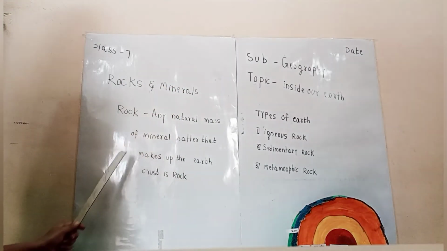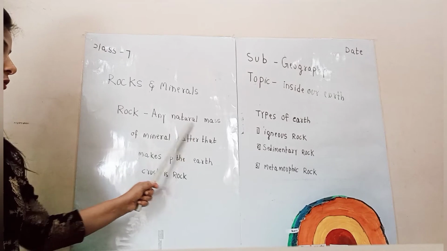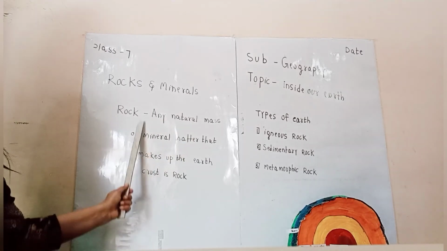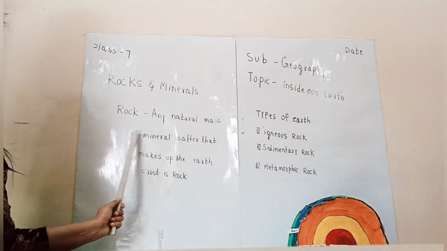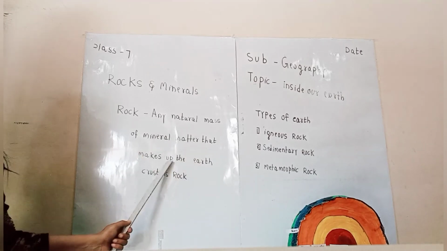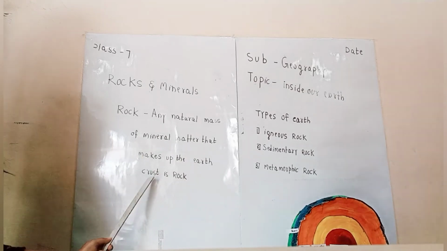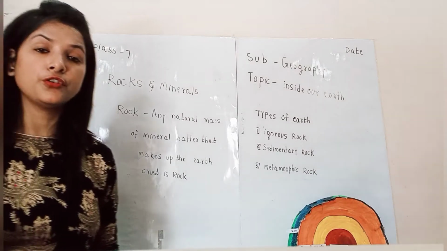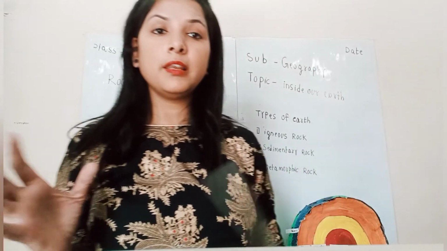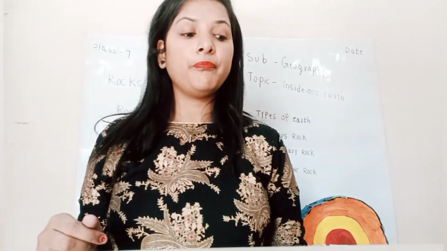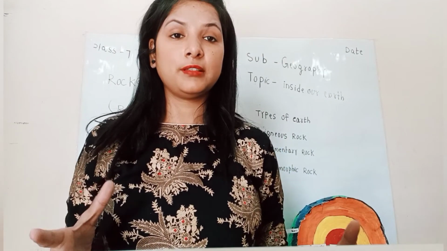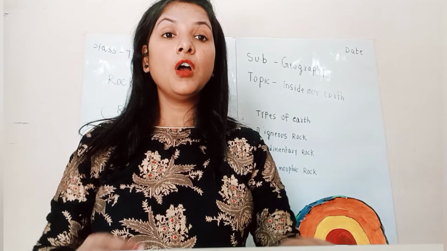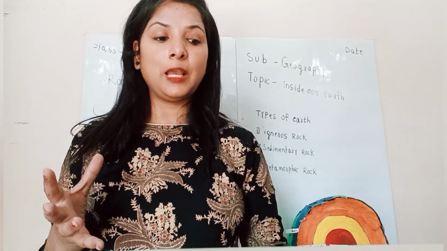So first we will see what is rock. Here you can see the definition of it. Any natural mass of mineral matters that makes up the earth crust is rock. So by this definition, rock is basically made up of many minerals.